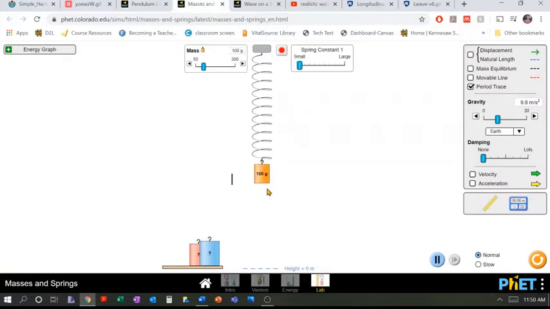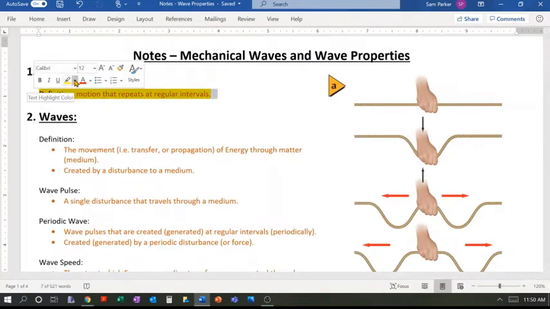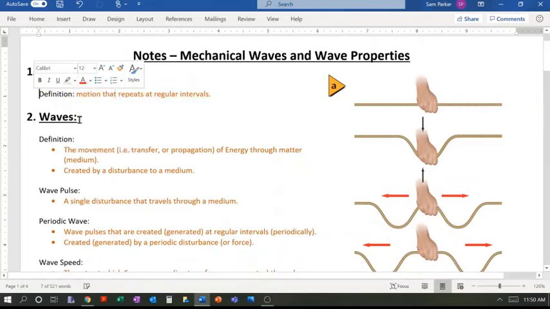So a mass oscillating on a spring would also be periodic, like I said. The motion takes the same amount of time, and it's the same motion over and over again. The motion is periodic. Okay? We'll need to understand periodic motion and periodicity to understand waves, because sometimes waves are periodic. So let's move on to waves.